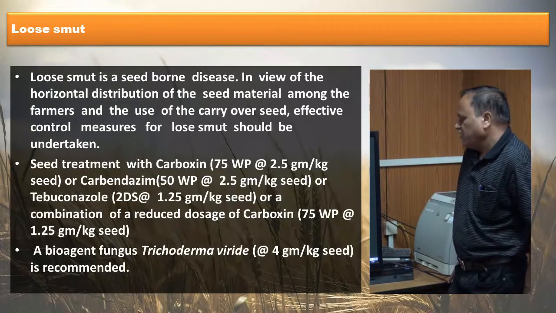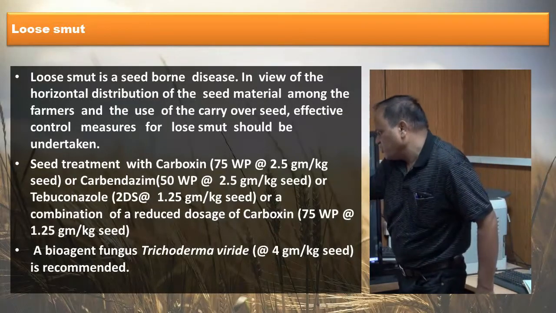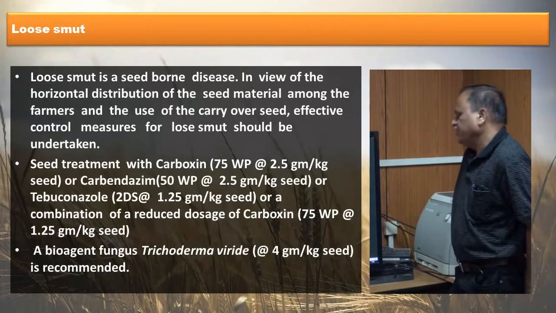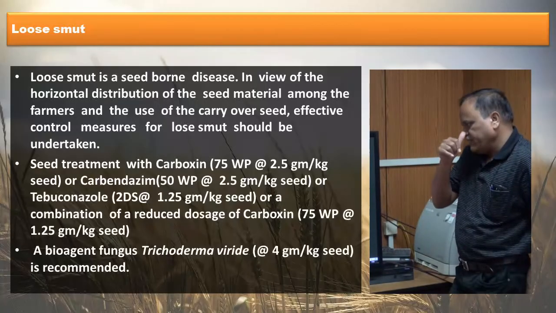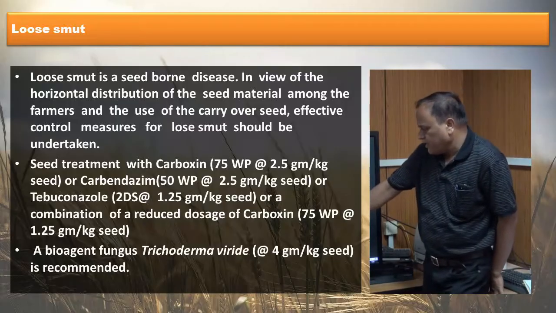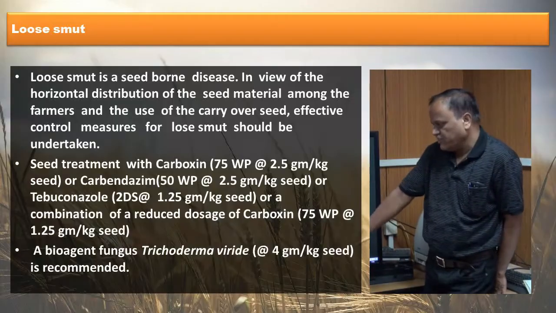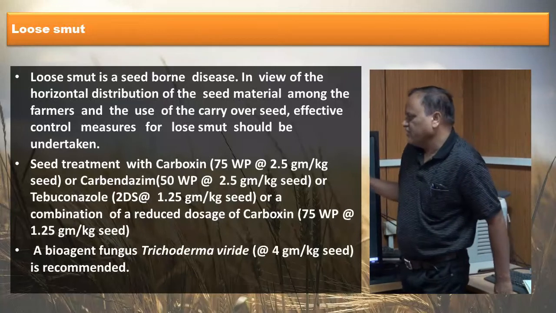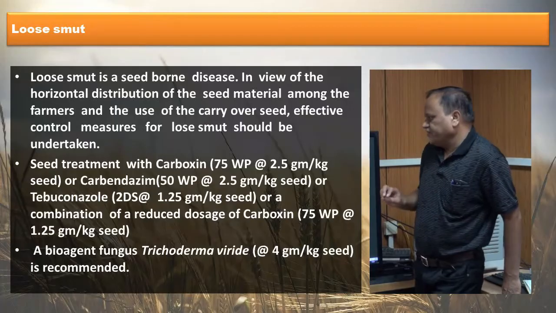of seed, or some combination of carboxin at the rate of 1.25 grams per kg of seed. One of the fungal bioagents is Trichoderma viride. It should also be used for the seed treatment at the rate of 4 grams per kg of seed, and by this we can control the loose smut, which is a seed-borne disease.